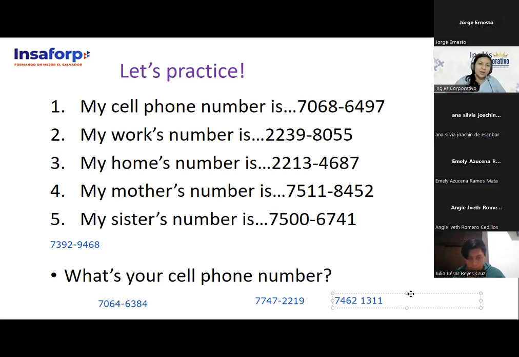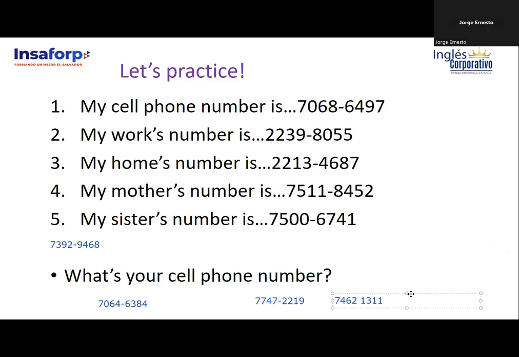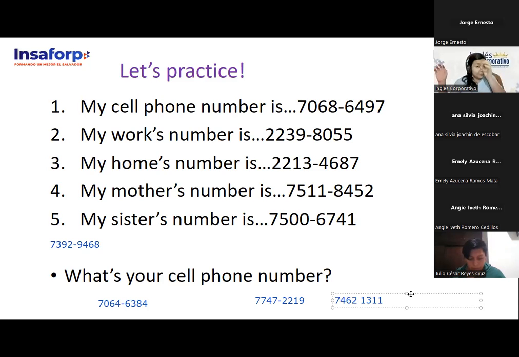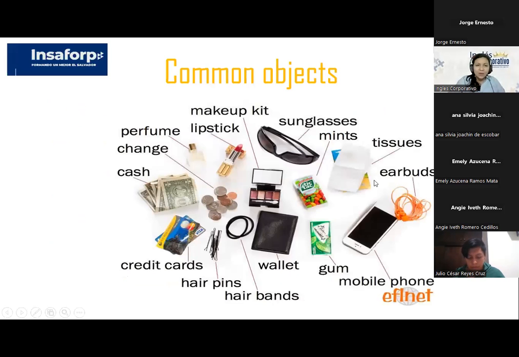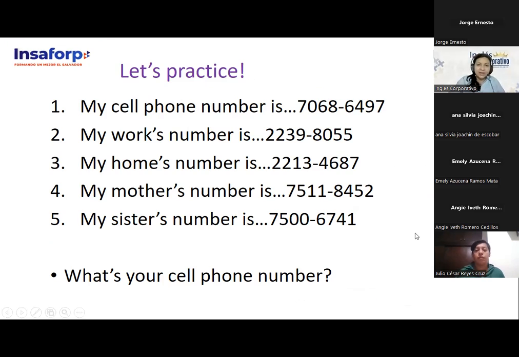We did it this way because of the weather, because of the rain. Sometimes we had problems making the groups. That's why we are going to do it like this today. So now, guys, you can say your number in English, your cell phone number, your work number, or your home's number. When you speak English, it's important to mention the S: my work's number, my home's number, my mother's number, my sister's number.